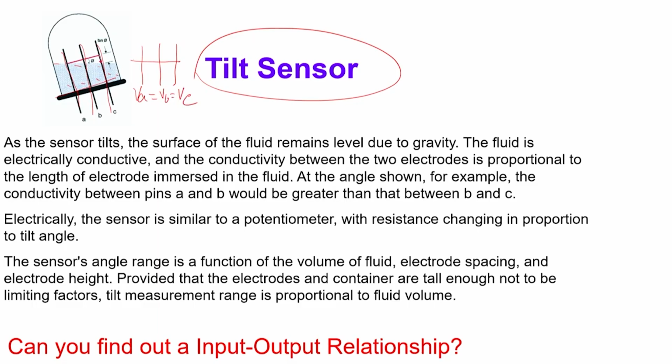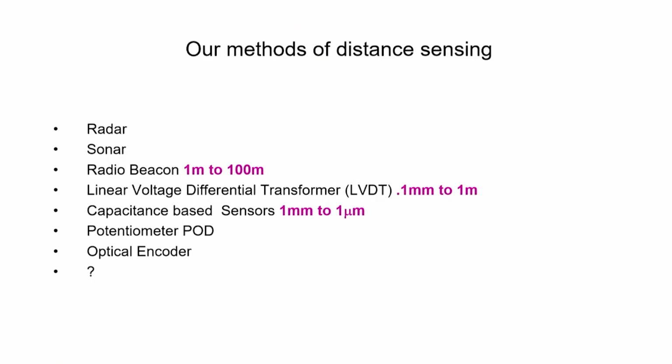But if there is a tilt, then there will be lesser area here and more area here, which means that VA will then be greater than VC. So, thus the difference of voltage will be a measure of how much of turn the system has taken place. So, the tilt you will be able to know.